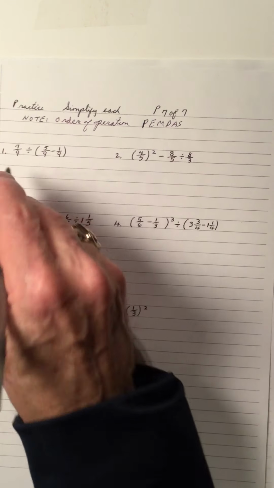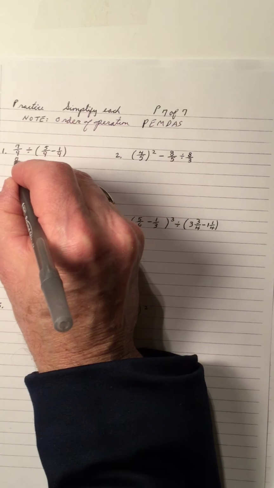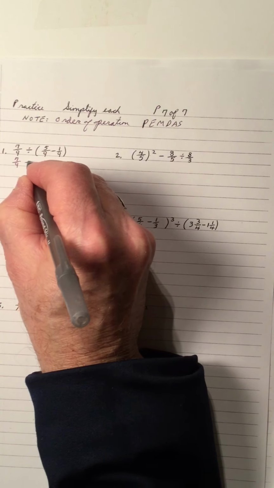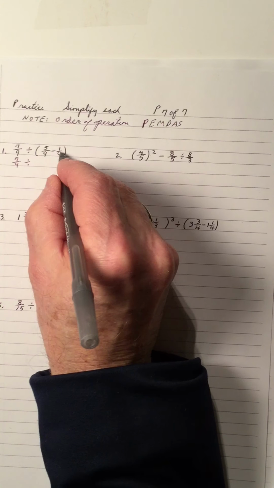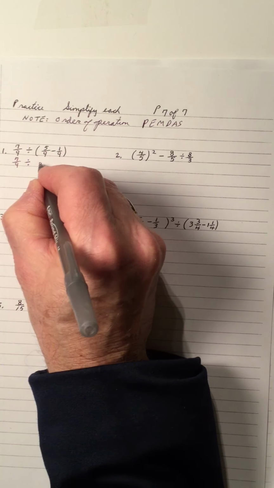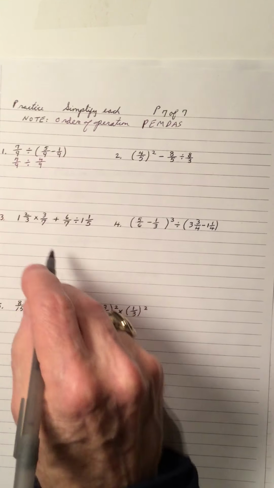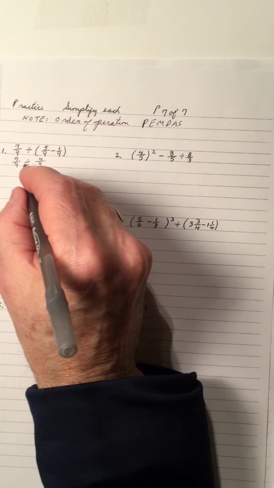So every time we do these, we'd say, well, I have brackets, 7 over 9 divided by, I have to work out these. So that gives me 9 as a common denominator, 4, 5 minus 1 is 4. The inside of the bracket is done. Now I do my division.